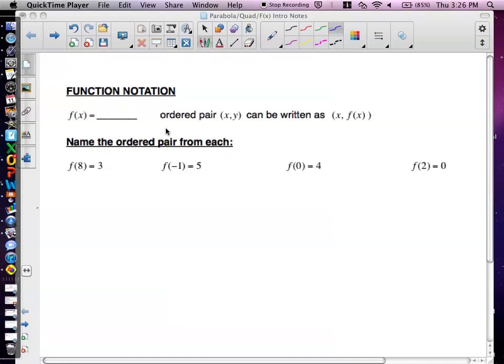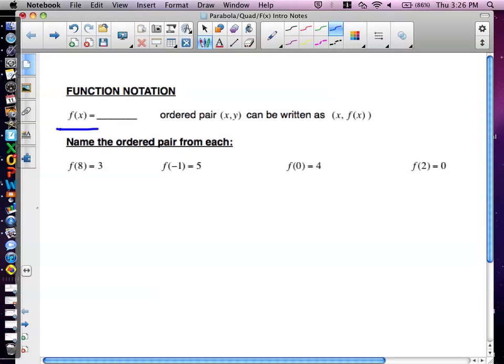Okay, our next topic will be graphing parabolas and the quadratic formula, but before we can get to that, we have to figure out how to use function notation. This f of x is the notation, and this is the way it's said, f of x. And f of x is just a more sophisticated way of expressing y in an ordered pair x and y. So the ordered pair can now be written as x, f of x.